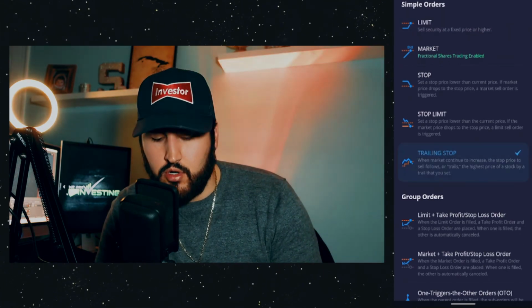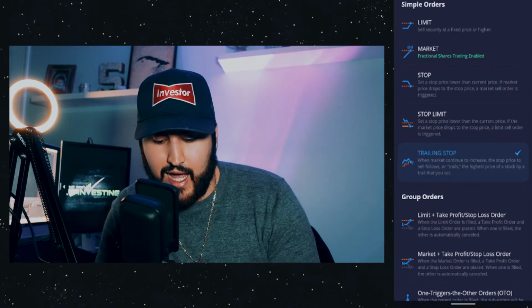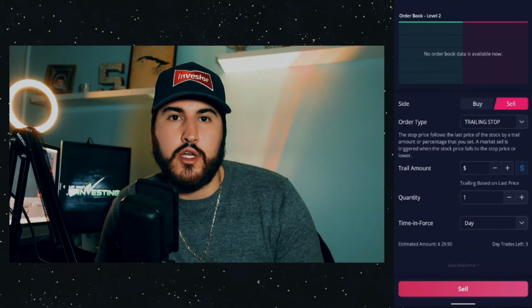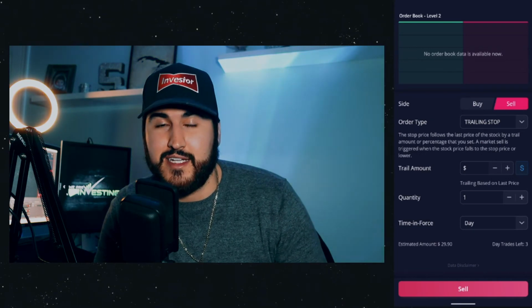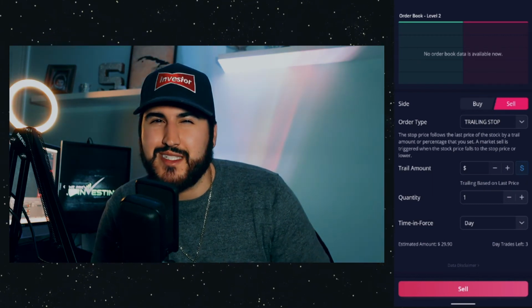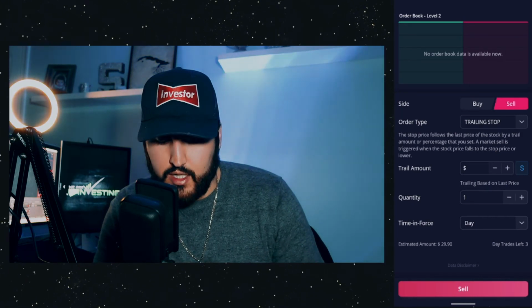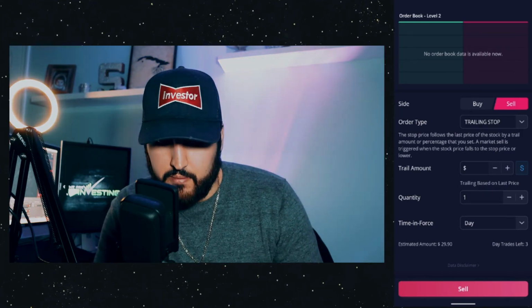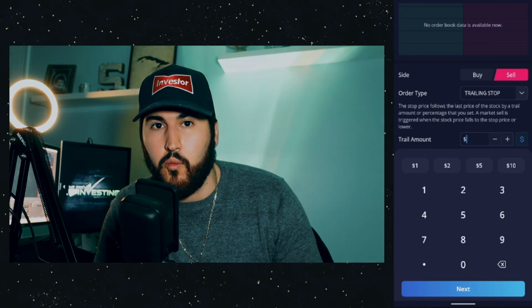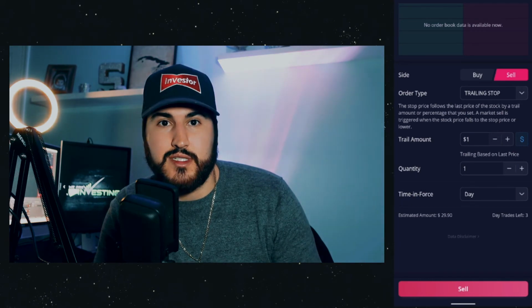And then the trailing stop loss is when the market continues to increase, the stop price to sell follows or trails the highest price of a stock by a trail that you set. So let's say that you're in Uber and Uber is riding higher. It's going to the moon and beyond. And essentially you're okay taking some profits, but you don't want to sell right now because you still think that there's gas left in the tank and Uber can continue. Well, you can set a trailing stop loss. And you can either do it by a dollar amount. So let's say that if the stock was to drop $1 from the high, you would trail out of this position or you would sell out of your position.